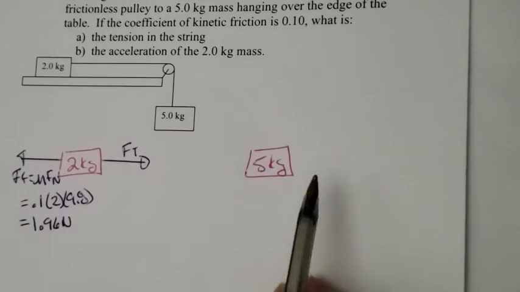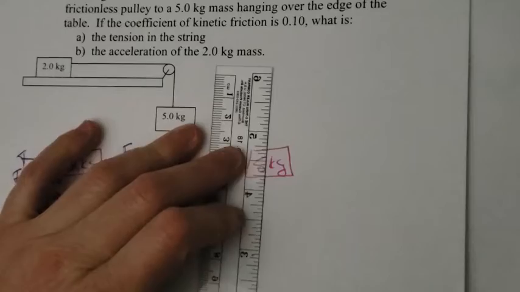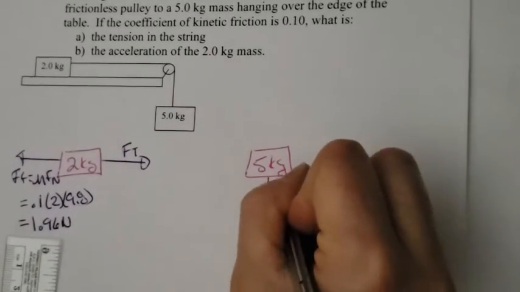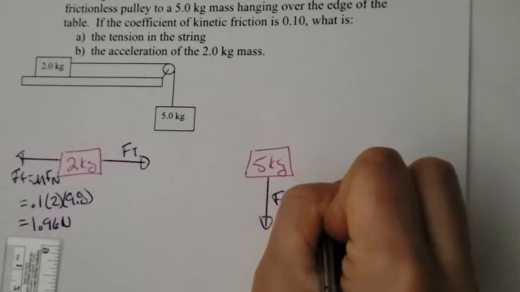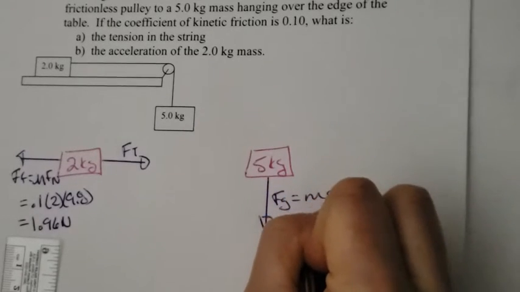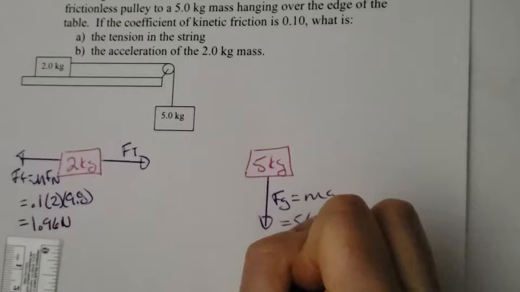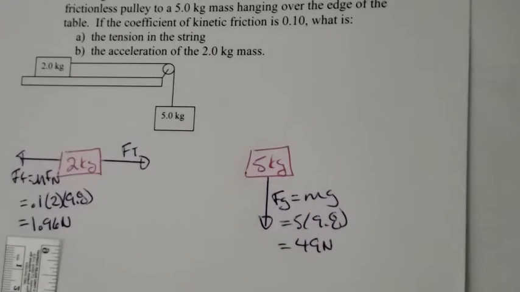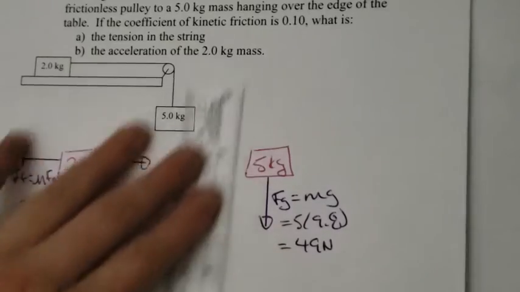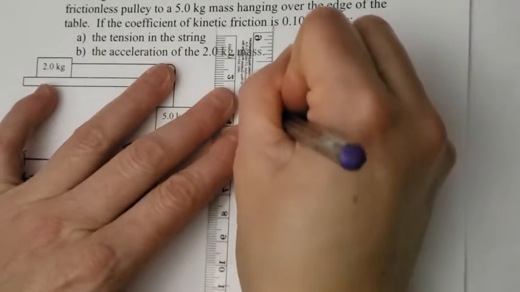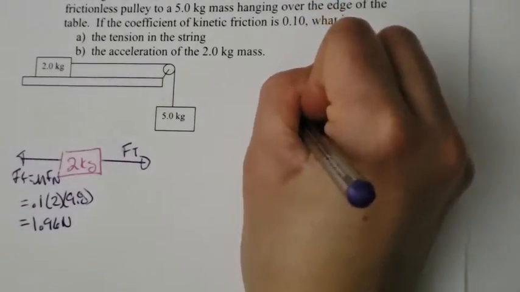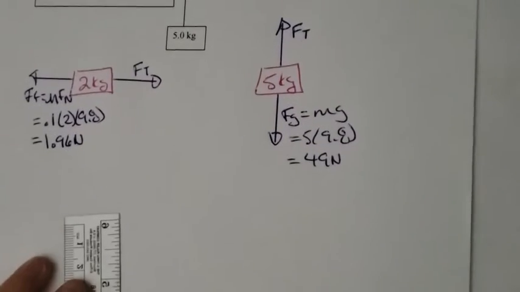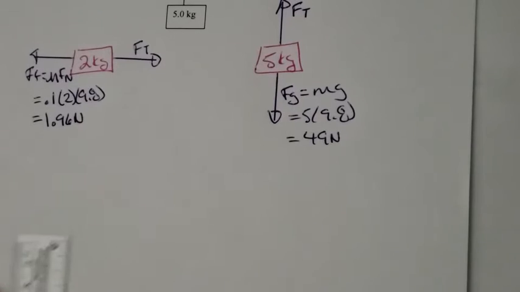Our other mass is hanging. So what's pulling it down is the force of gravity. So we have the force of gravity is equal to mg. So that would be 5 times 9.8, which gives me 49 newtons. Preventing this object from free falling down is the tension in the string. So we have the force of tension, and we don't know what that is. So first thing you do, like I said, is you draw your free body diagrams for each object.